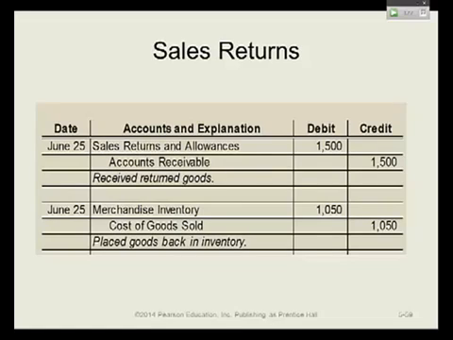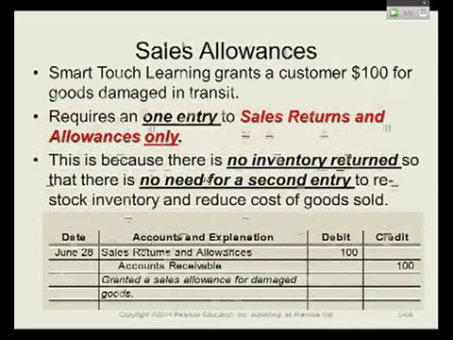Now, an allowance is going to be different. If we go to the allowance now, a sale allowance does not have any restocking. There's only one entry. And the entry is only going to reduce the amount you owe. They credit your account, technically.